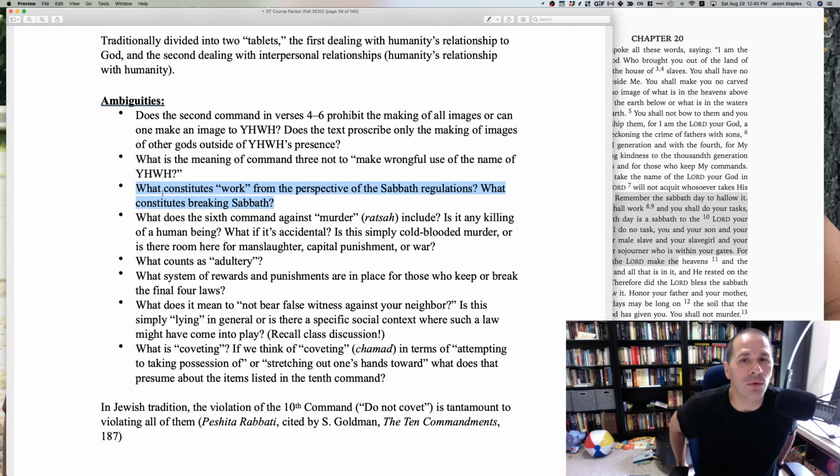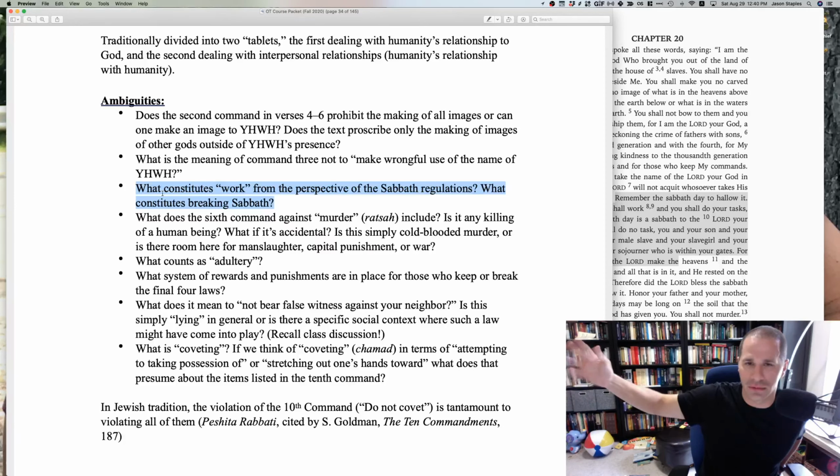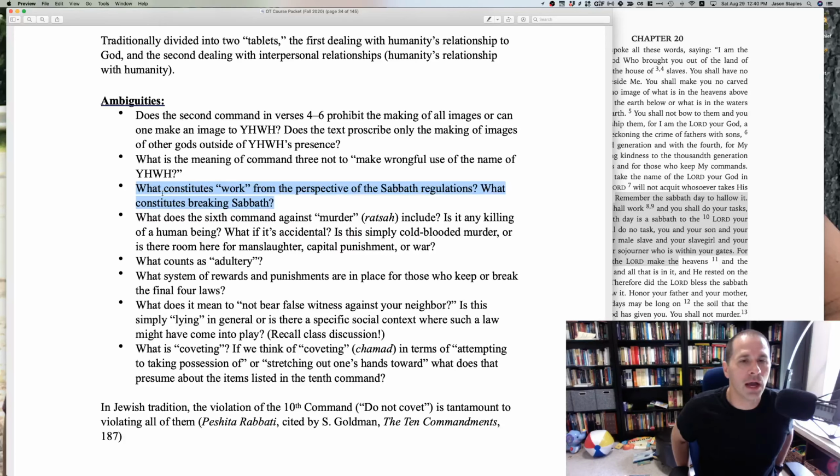But what counts? So that's ambiguous, right? Is it okay to turn a light switch on? Because is that kindling a fire, or is that actually work, or is it not? So that's an issue. You have another, and we'll talk some about these a little bit further.